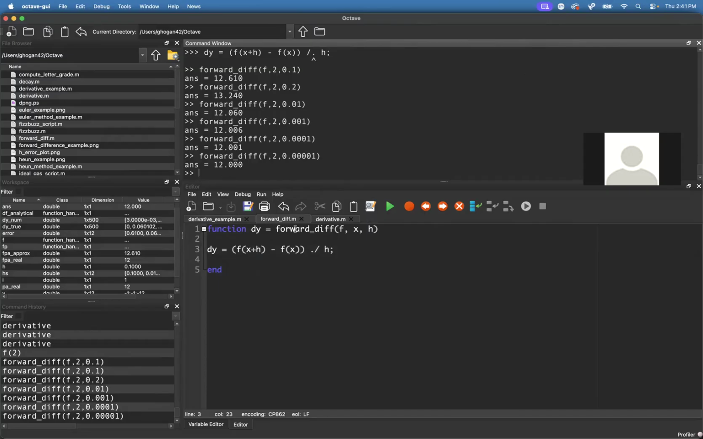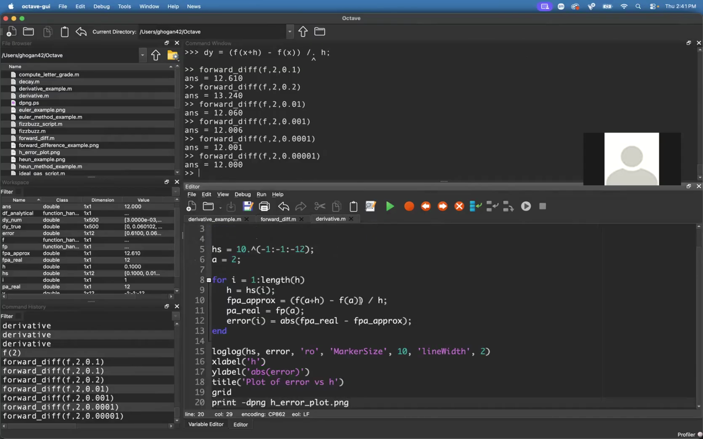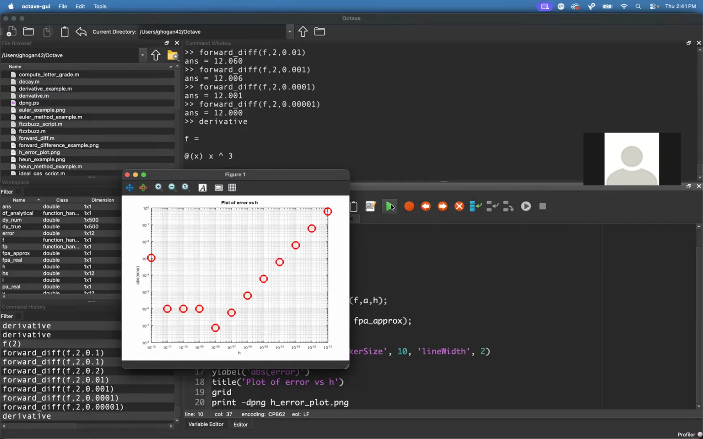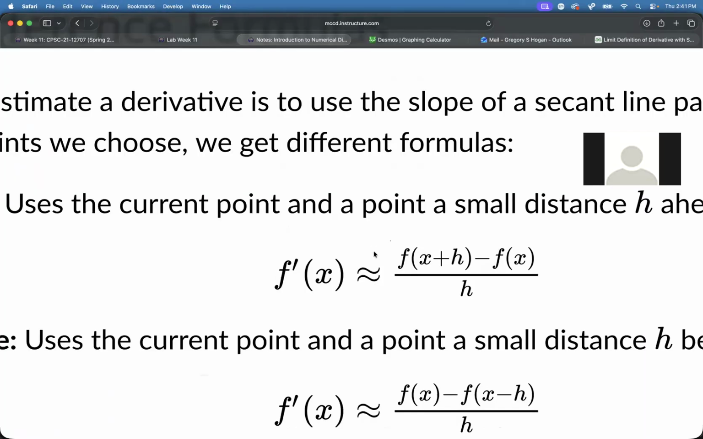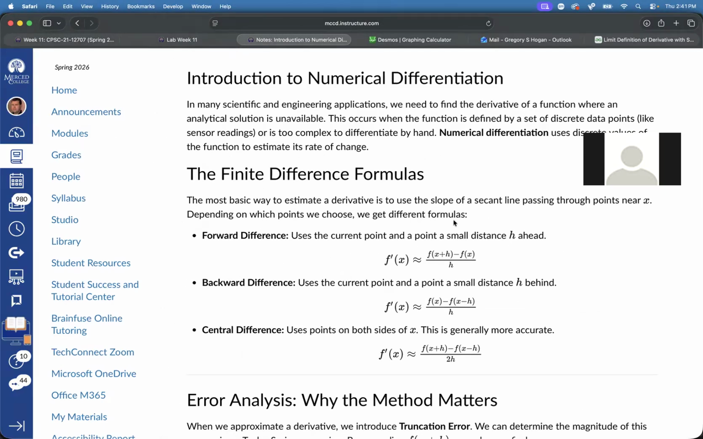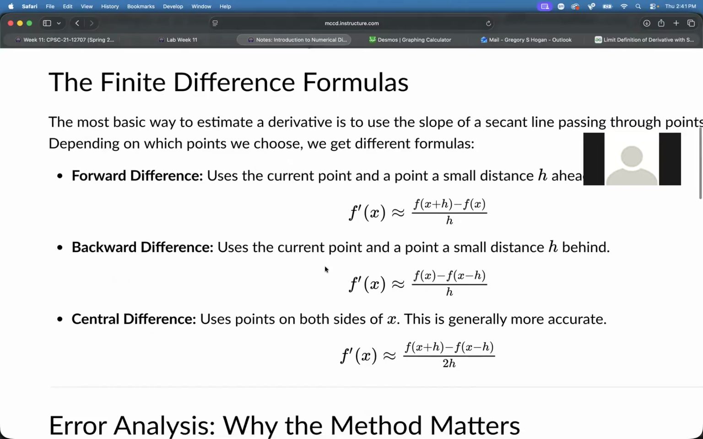Going back to my script, which I think I just called derivative, this approximation here you can get rid of, and you could just say forward diff f a h. Then we don't have to calculate it in the middle of the script. So this should be the same plot we've already seen. Okay, so what did we do? We just estimated a derivative using this forward difference.